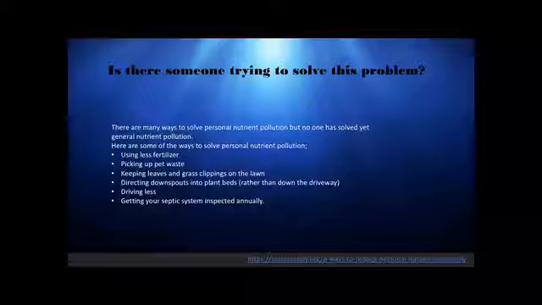And is there someone trying to solve this problem? There are many ways to solve personal nutrient pollution, but no one has solved completely yet general nutrient pollution. Some ways to reduce personal nutrient pollution are use less fertilizer, which contains nitrogen, picking up pet waste, keeping leaves and grass clippings on the lawn, directing downspouts into plant beds rather than down the driveway, driving less, or getting your septic system inspected annually.